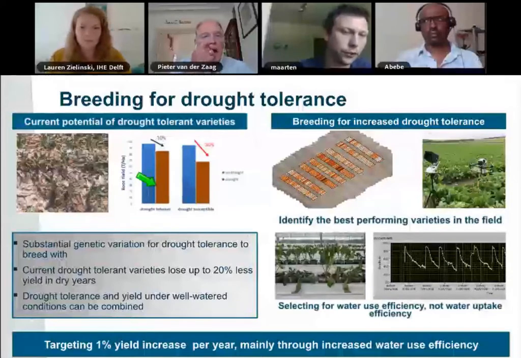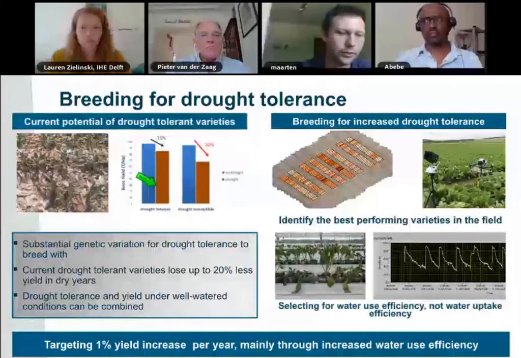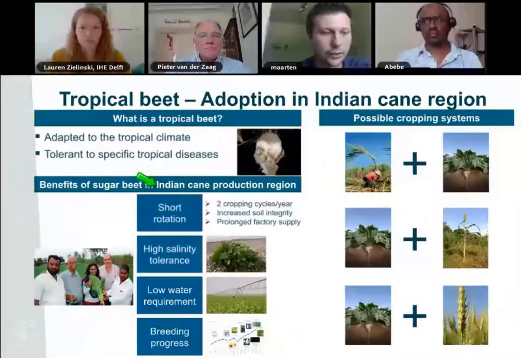So our goal is to further improve, and we are quite ambitious in this, the performance of our varieties under these droughts, which occur more and more frequently with climate change.